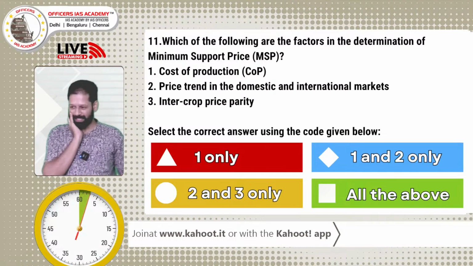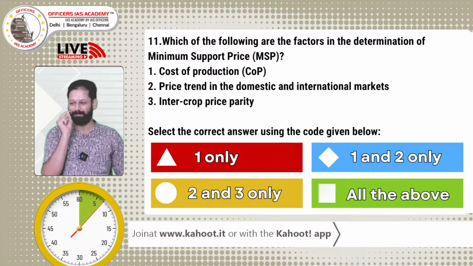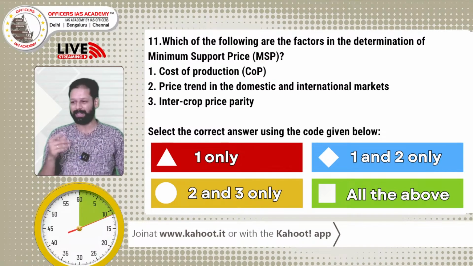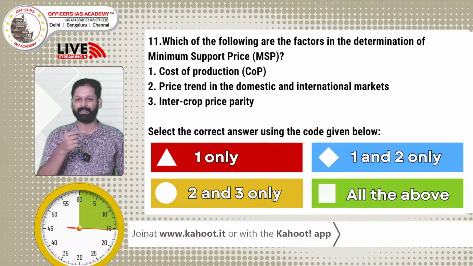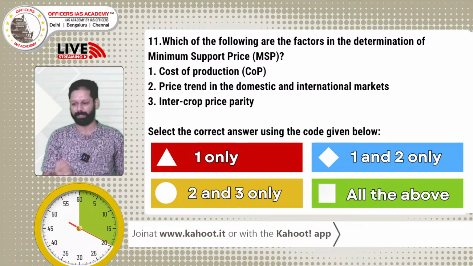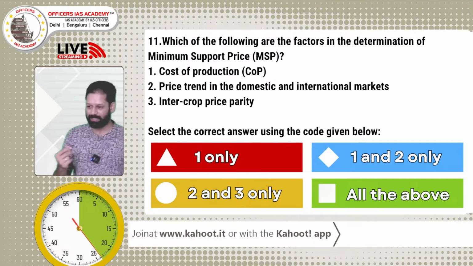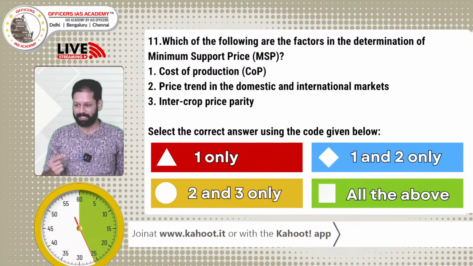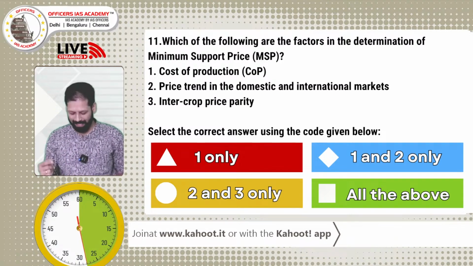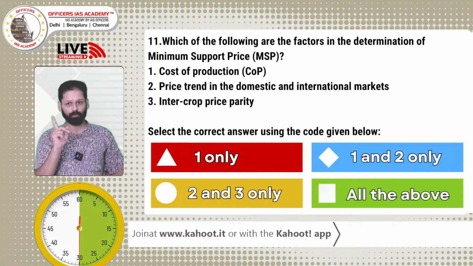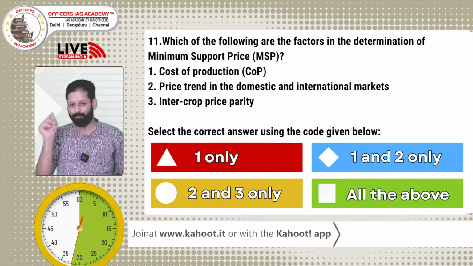Let's see which subject it is about. Which of the following are the factors in the determination of minimum support price? What a beautiful question. We all know about the MSP. They're asking what factors determine the MSP, or what helps us form the MSP. You have 60 seconds for this question. Cost of production, price trend in the domestic and international markets, intercrop price parity. I've not seen this question so far in UPSC also. It's a very, very interesting question.